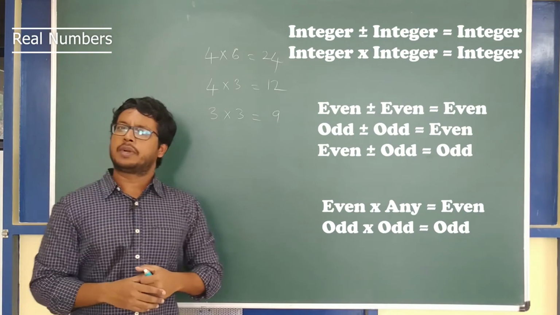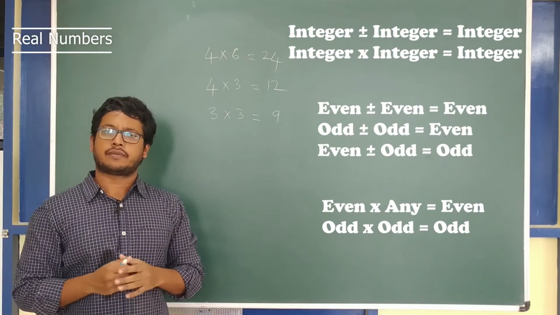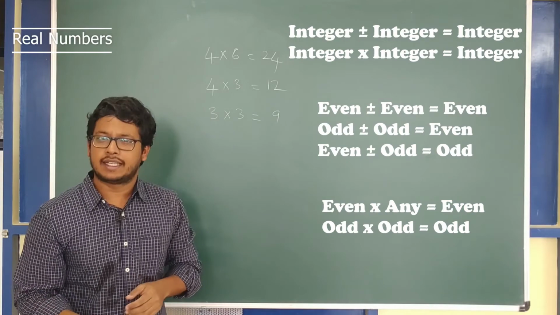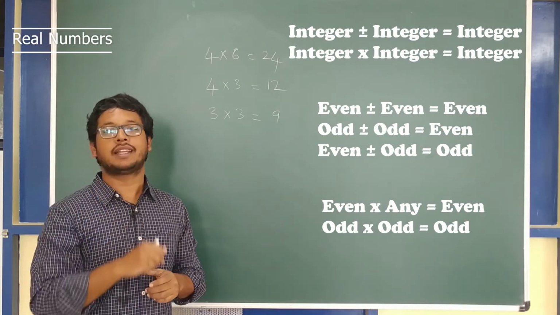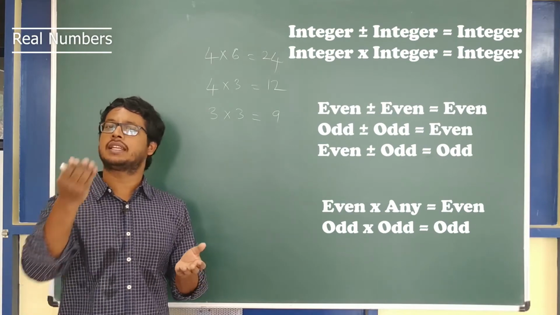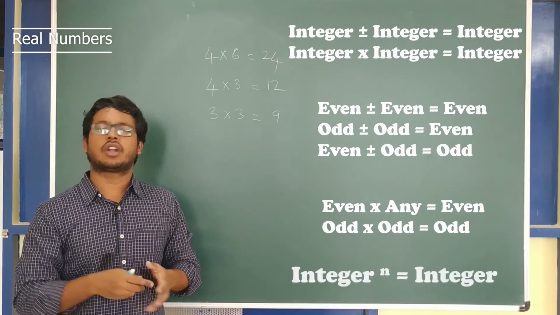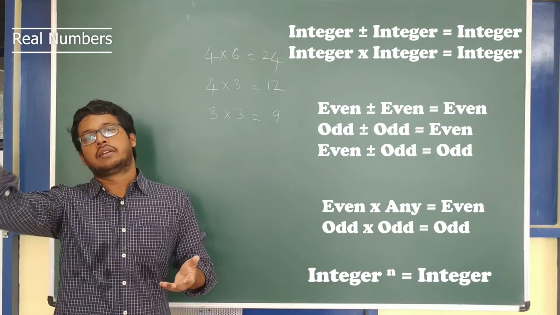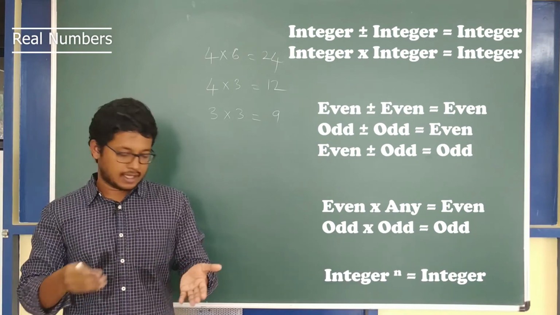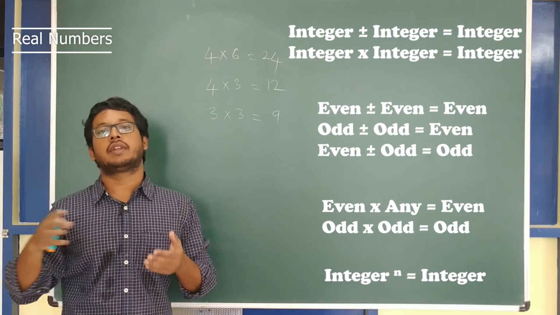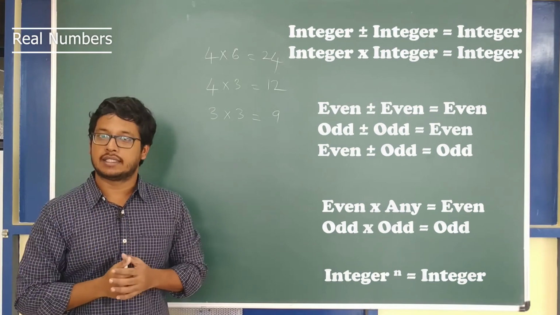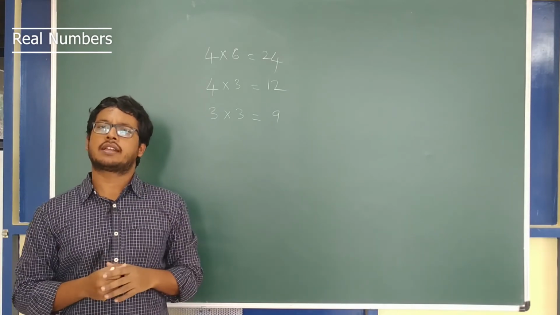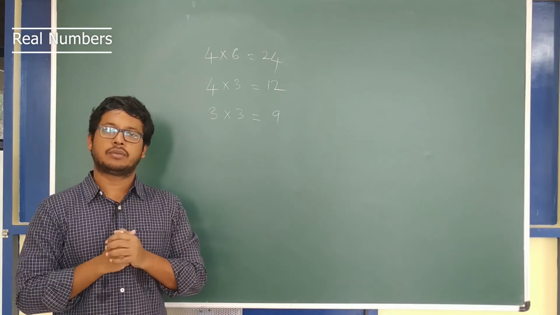A few more important properties just to mention. If you square an integer, the resultant will again be an integer. It's essentially an integer multiplied by an integer, which is again an integer. Not just squaring, you cube it, fourth power, tenth power, you do anything. An integer raised to any positive power will again be an integer. Alright. So this is one extra property that you will have to remember.